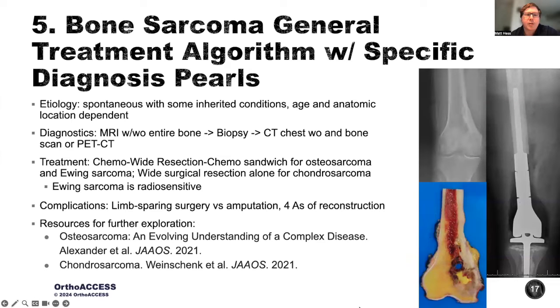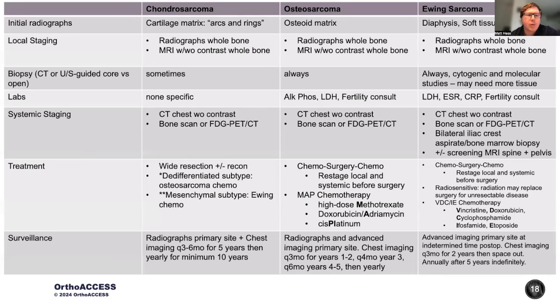Now bone sarcoma: general treatment algorithms and specific diagnostic pearls. Again, I'm just going to go over the general treatment algorithm. But for the bone sarcomas, after a biopsy confirms the diagnosis, the local and systemic staging are going to depend on the diagnosis. And I generally think of this as a workup where you go from less complex to more complex. So chondrosarcoma is a little less complex, osteosarcoma moderate complexity, Ewing sarcoma more complex.